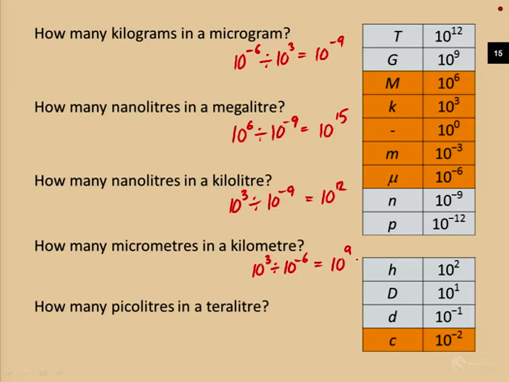And here's the extreme one. Pico is the tiniest. I mean, this table goes on in both ways. We're just looking at it this far. Teralitre is 10 to the 12. We're asking how many picos, which is 10 to the minus 12. What's that going to be? 10 to the 24.